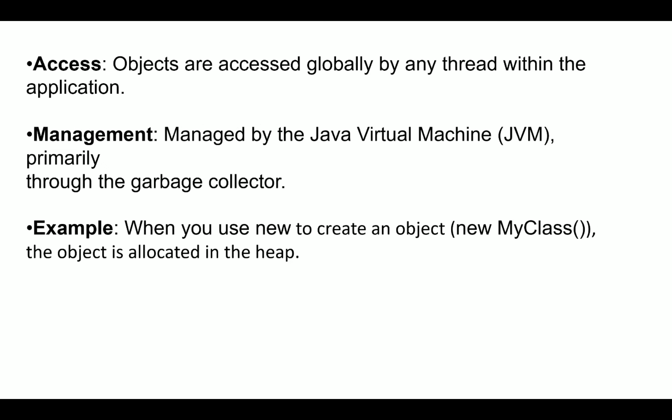Access: objects are accessed globally by any thread within the application. Management: managed by the Java Virtual Machine, JVM, primarily through the garbage collector. Example: when you use new to create an object, new MyClass, the object is allocated in the heap.